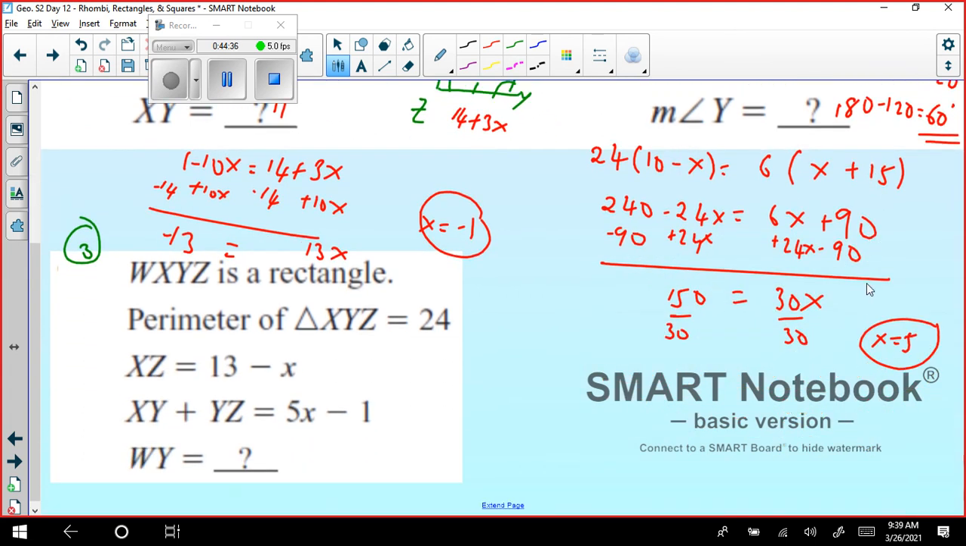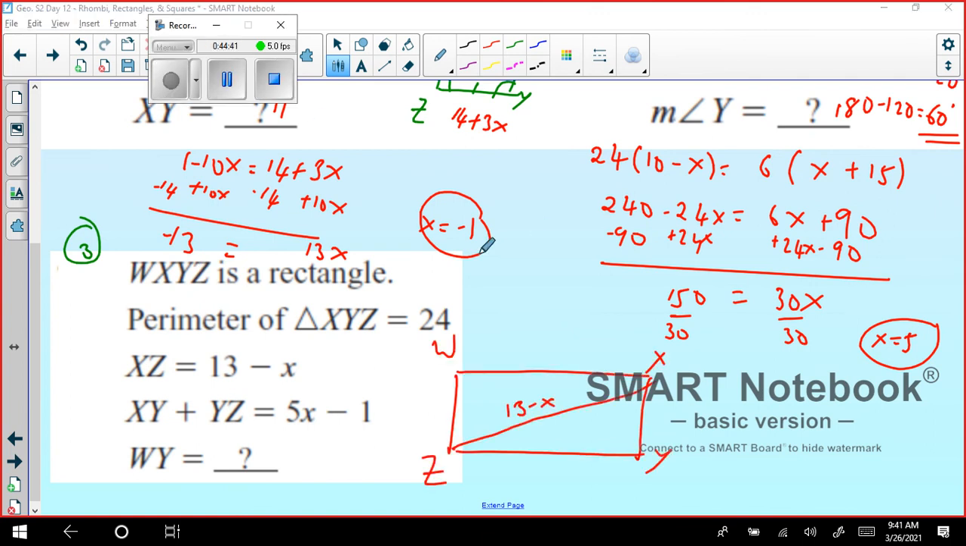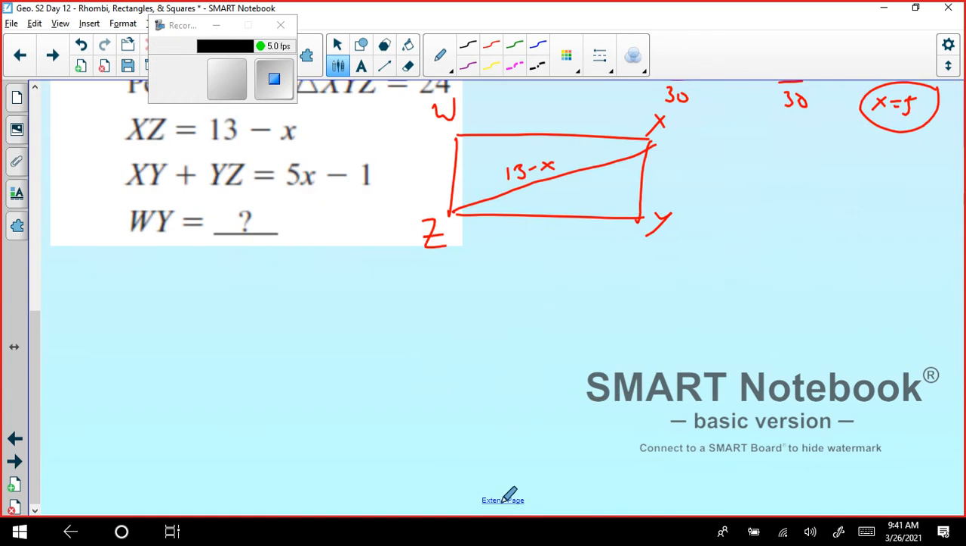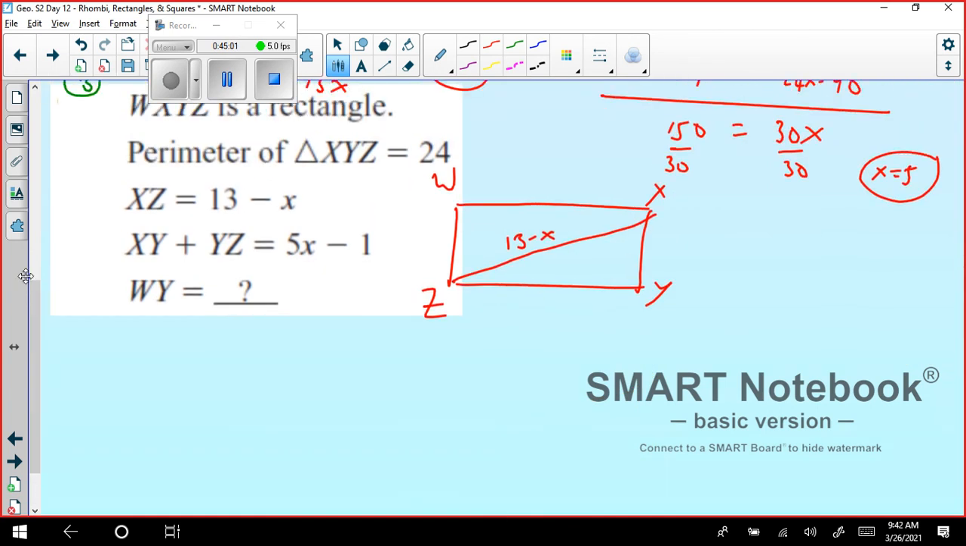To the last one. Okay, work on this one. I'll give you another 30 seconds, then we will go over the solution. So we had here the sum of these three sides, XZ plus XY plus YZ. XZ plus XY plus YZ is the perimeter. So the sum of these two will give you 24. So 13 minus x plus 5x minus 1 equals 24, because the perimeter is the sum of all the sides.